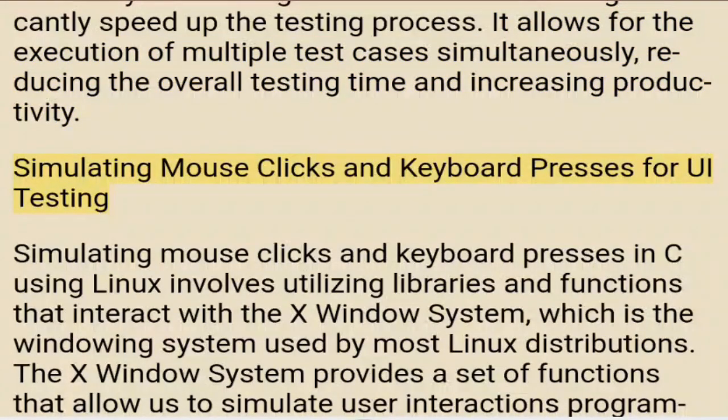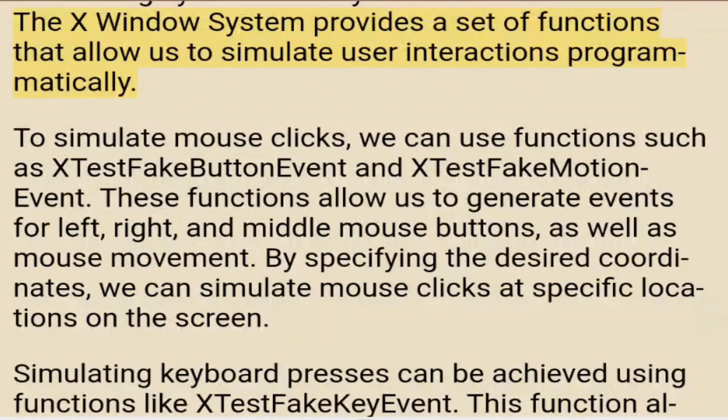Simulating mouse clicks and keyboard presses for UI testing. Simulating mouse clicks and keyboard presses in C using Linux involves utilizing libraries and functions that interact with the X window system, which is the windowing system used by most Linux distributions. The X window system provides a set of functions that allow us to simulate user interactions programmatically.